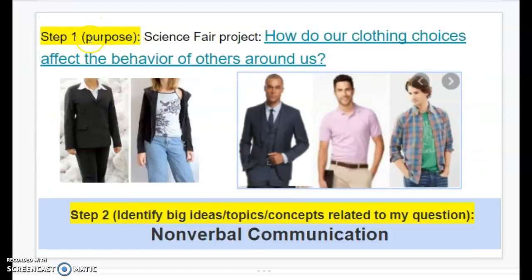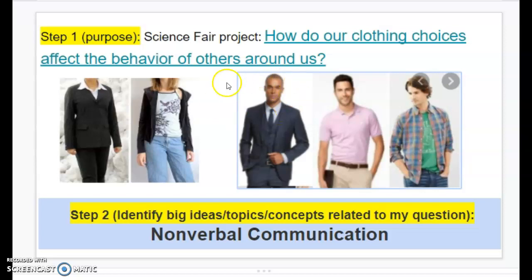So number 1, step 1, purpose. Well, I've kind of given you that. It's for your science fair project. So once you have your testable question, you're going to do your research so that you know how to do the experiment well, and you can connect to some science that's related to this experiment.